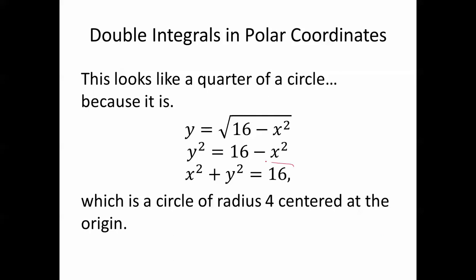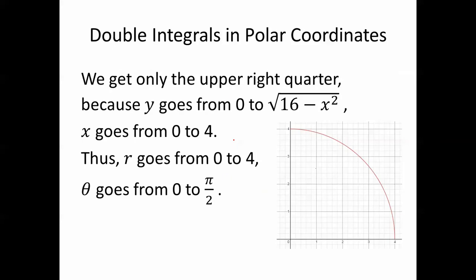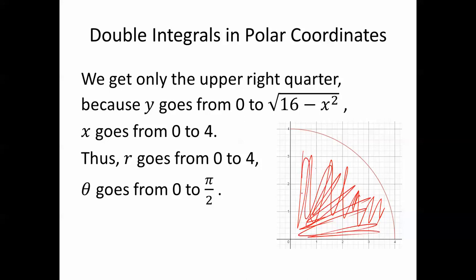the origin. This is the entire circle. This is just the upper half of the circle. We get only the upper right quarter because y goes from 0 to square root of 16 minus x squared, and x goes from 0 to 4. So we don't get the whole circle. We don't even get half a circle. We just get that. Thus, r goes from 0 to 4, and theta goes from 0 to pi over 2. So those are our new limits of integration.